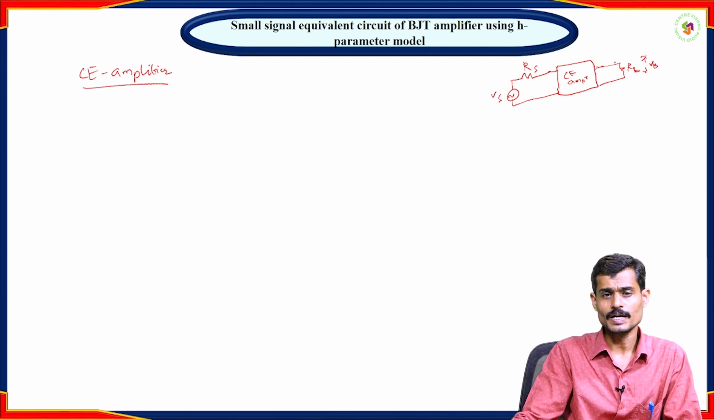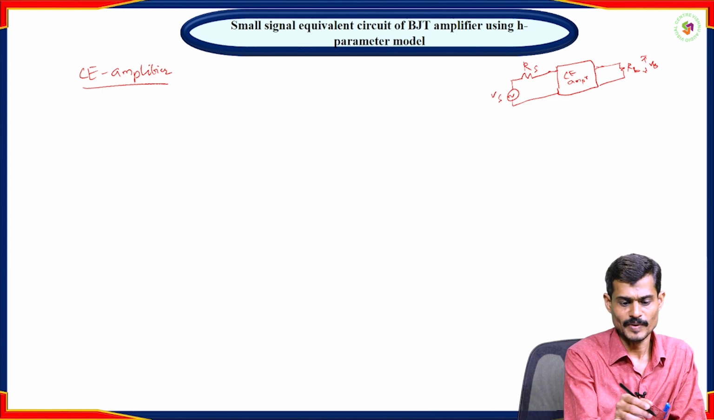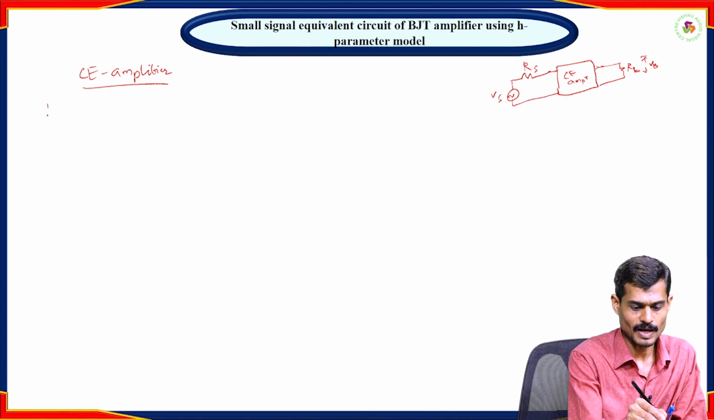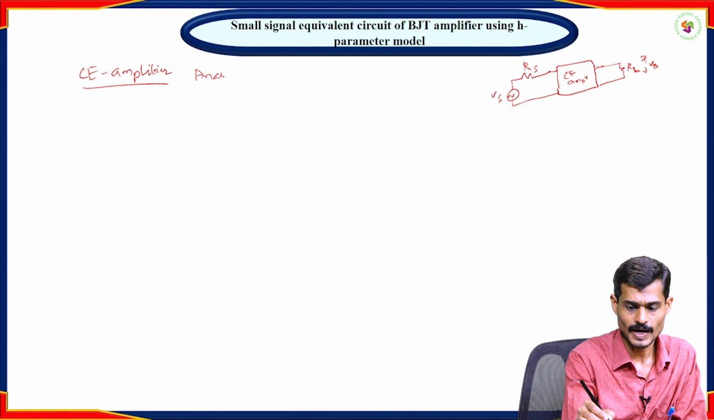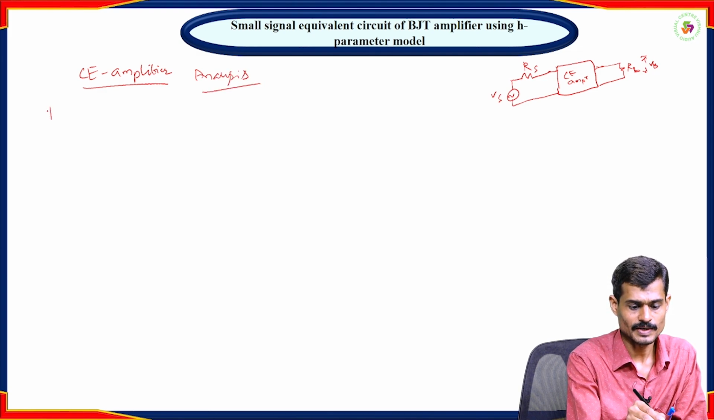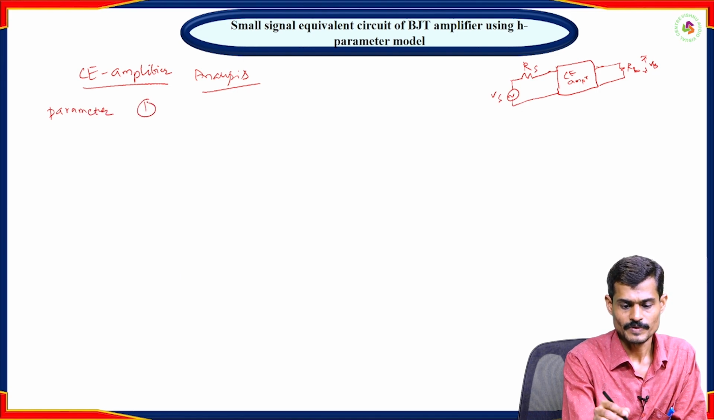Now we have to find the parameters. Analysis is nothing but finding parameters. For the CE amplifier analysis, the main parameters are four parameters we will see for any amplifier. First one, current gain.